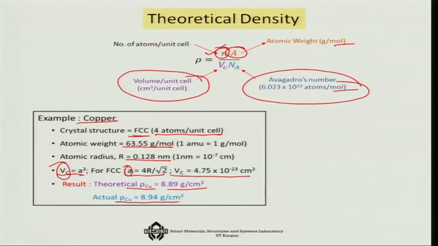So, that is how we can see what has contributed to the density. The crystal structure has contributed to the density, other than all other things like atomic weight, atomic radius, etc. Thus, if you know the crystal structure, you can actually predict the kind of density that you can expect from a particular structure.